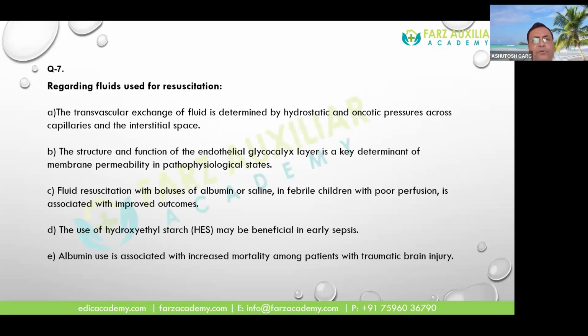Regarding fluid used for resuscitation: transvascular exchange of fluid is determined by hydrostatic and oncotic pressure across capillaries and interstitial space. The structure and function of the endothelial glycocalyx layer is a key determinant of membrane permeability in pathophysiological states. Fluid resuscitation with bolus of albumin or saline in febrile children with poor perfusion is associated with improved outcome. Use of hydroxyethyl starch may be beneficial in early sepsis. Albumin use is associated with increased mortality among patients with traumatic brain injury. So which options are true and false?